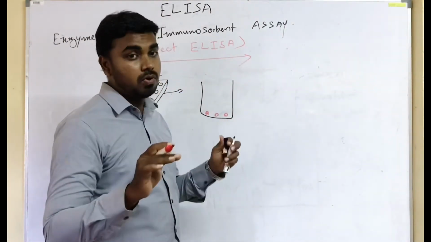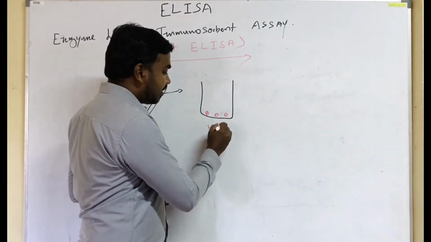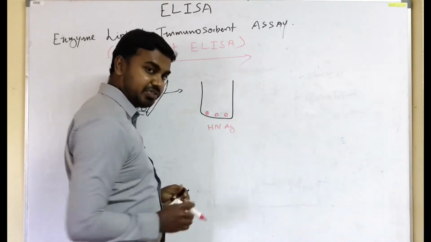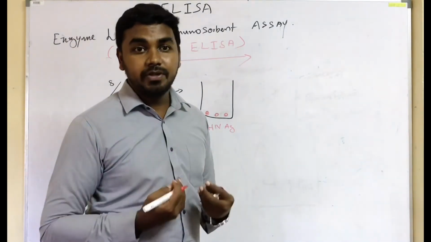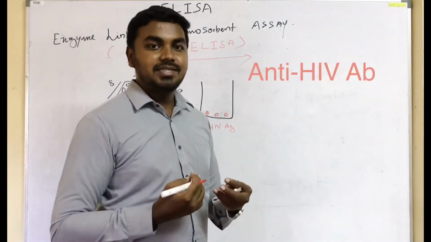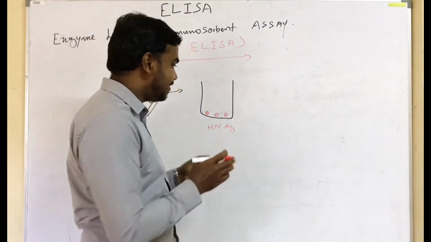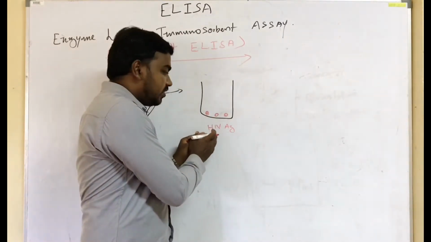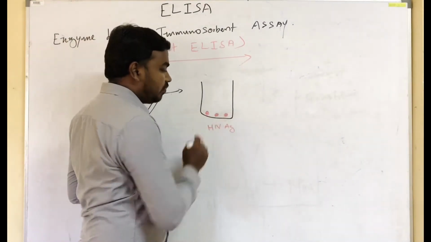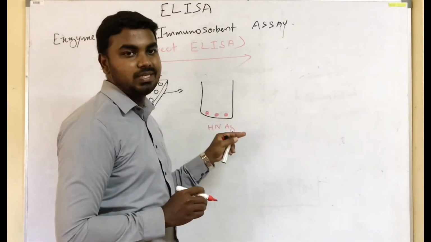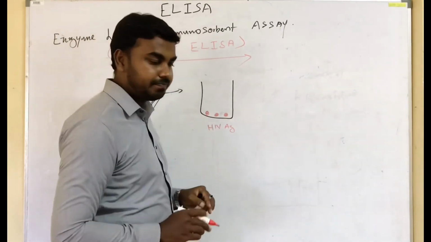For example, if you want to go for an HIV test, these will be HIV antigens. As we know, if I get infected with HIV, my body will produce what? Anti-HIV antibodies. These anti-HIV antibodies can easily react with this antigen. So we know the antigens are already present inside the well by using a fixing buffer. That's the first step.